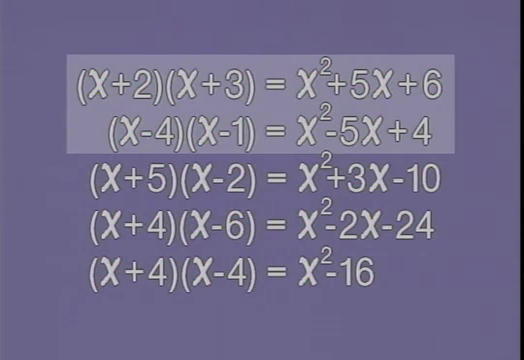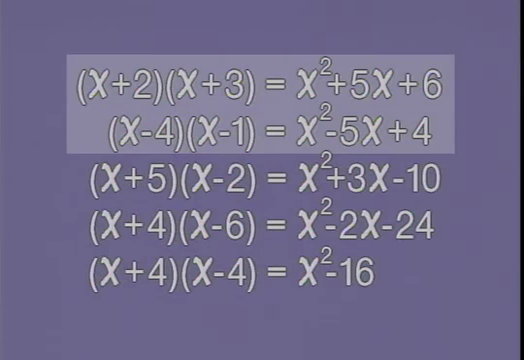Look at the middle terms in those two problems. Why is the first one positive and the second one negative? Well, again, in our FOIL method, we multiplied x times 3 and 2 times x, which gave us 3x and 2x. We combined like terms and had 5x. In the second problem, we had x times negative 1 and negative 4 times x. We combined those and got negative 5x. When you're adding two positives, you get a positive answer. Adding two negatives, you got to get a negative answer.